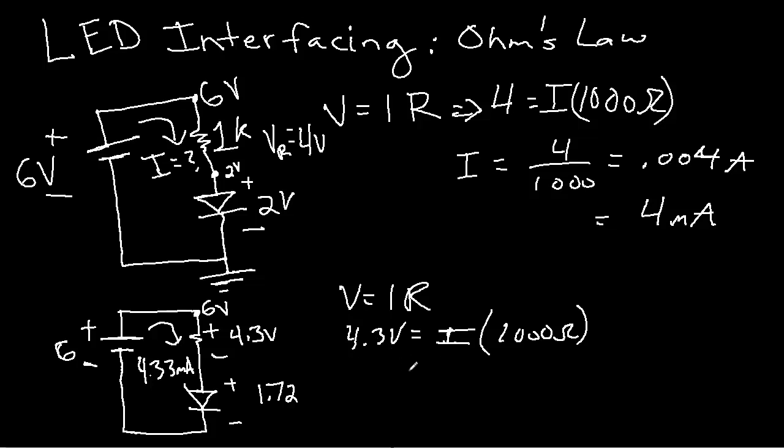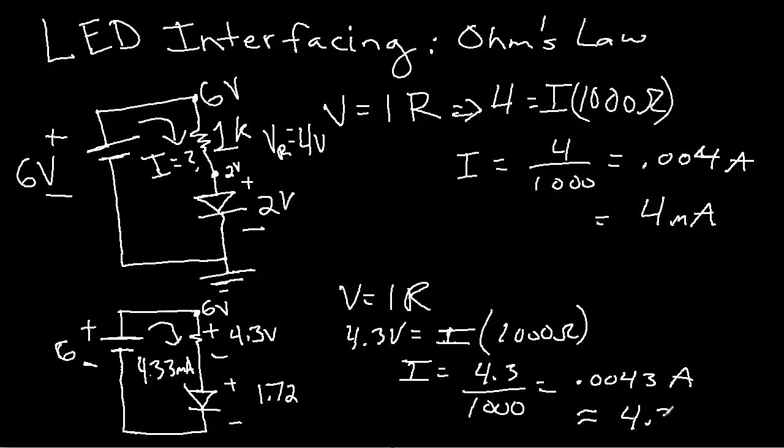So then current would be 4.3 divided by 1000, so that gives you 0.0043 amps, or 4.3 milliamps. So that's pretty close, about plus or minus 30 microamps from the measured current here from the multimeter. I would say that's a pretty accurate answer.